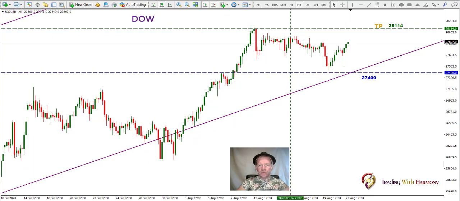Last week we were at this point here, and what I was talking about was if we can get a bit of a pullback into this structural area here, which it did, we got a pullback into the 27,400. So if you're in that move, guys, well done. But we're still looking for price to continue up and hit our TP level at the 28,114. So that's it in the Dow, guys.